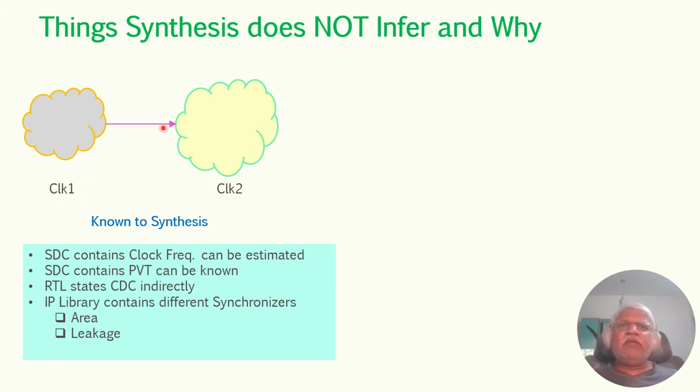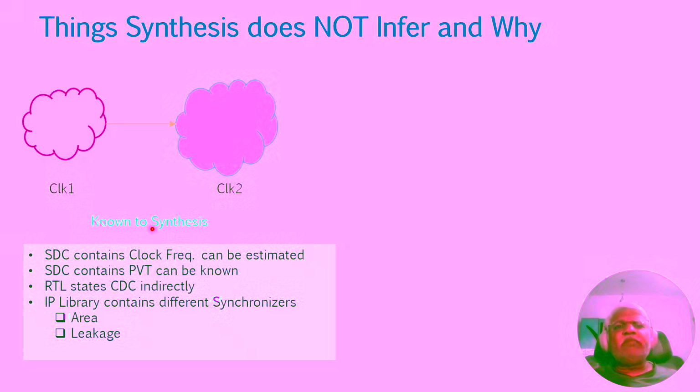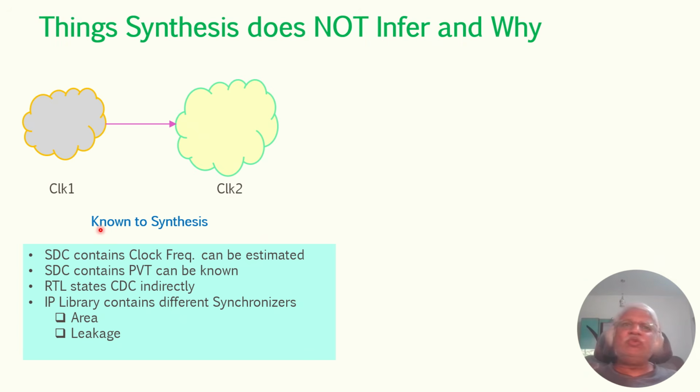So we will figure out some details on why the synthesis tool could not add the synchronizer even though it knows some of the information. From the chip design constraints, it is known what these frequencies are. It knows their duty cycle. It also knows the PVT associated with it, and which is the worst case PVT.